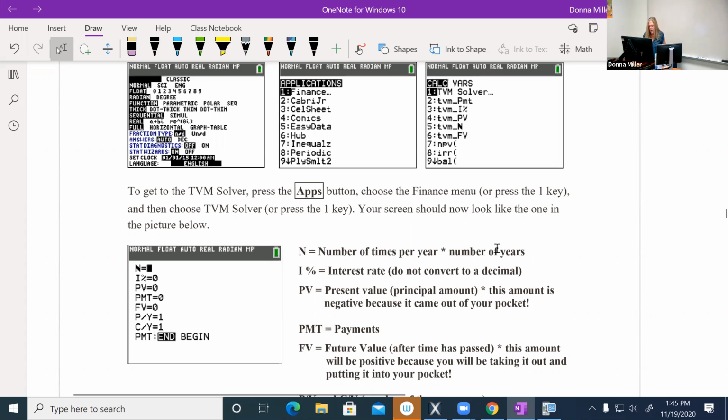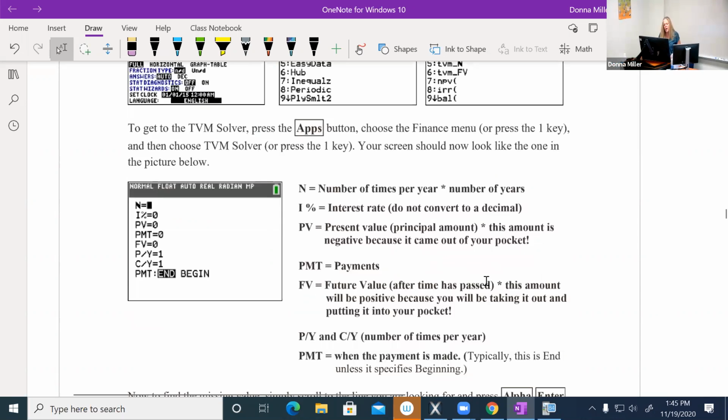I is the interest rate. Do not convert to a decimal. This is the only time you don't. When I have 2%, I normally enter 0.02, but with the TVM solver, I just enter straight 2. Do not enter the percent as a decimal. So 60% is written as 60. Okay, so do not write it as a decimal.